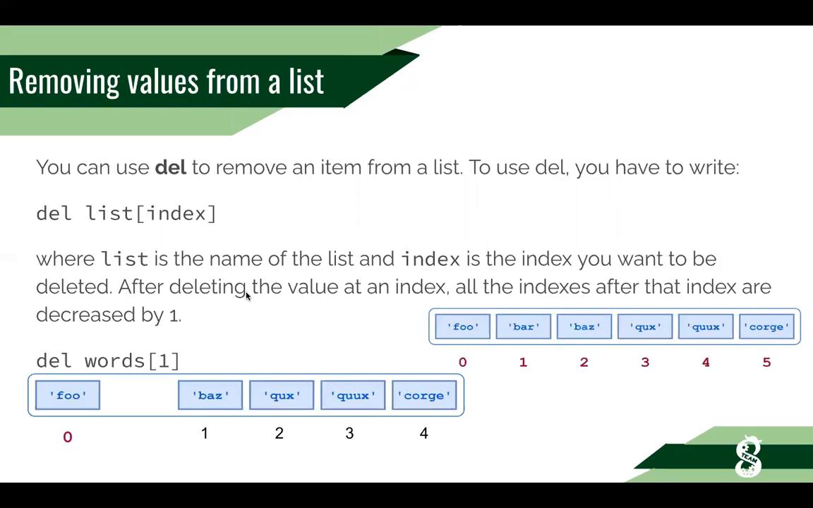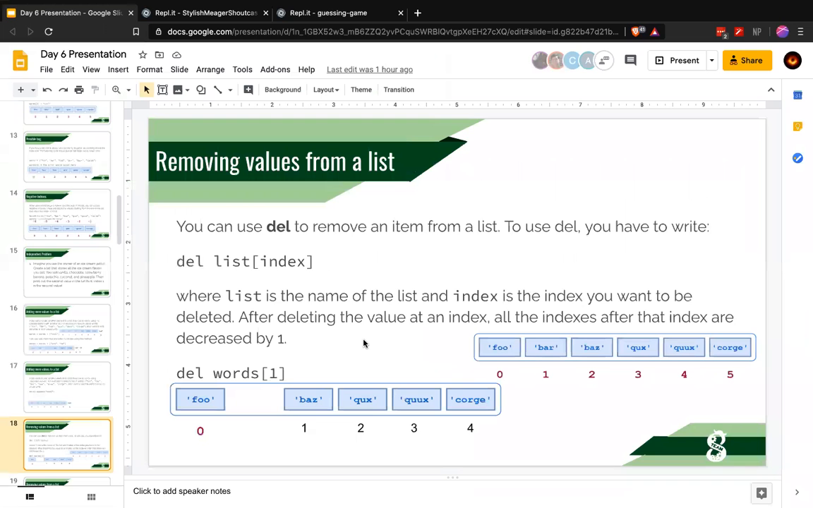For example, if I want to delete bar, I would type del words at 1, because that's where bar is, and then it'll be deleted. Now, after you delete them, all the indexes after that will be decreased by 1. So baz is 2 at the start. After del words at 1, it will now be 1. They'll all be shifted to the left, except for foo, because foo is before it. And you basically just recalculate. So it's now 0, 1, 2, 3, 4. All right. Let's see this in action.